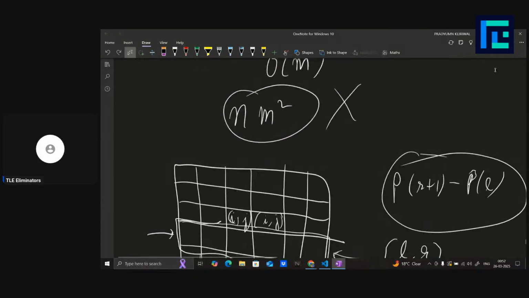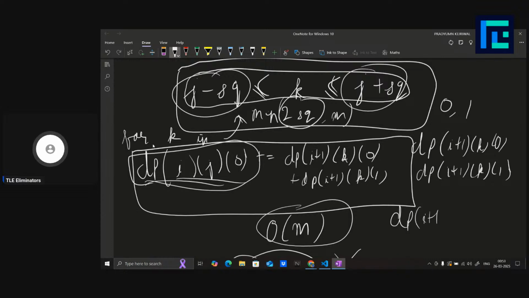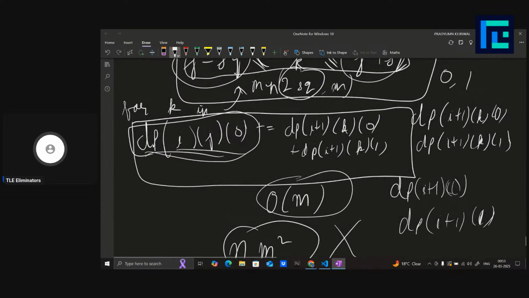Here, what I'm doing is, for k in this range, add dp[i+1][k][0] to this dp, and dp[i+1][k][1] to this dp. This takes O of m time. But instead of doing that, I can just do a range sum on dp[i+1][.][0] and dp[i+1][.][1]. And that's how I can update this dp[i][j][0].